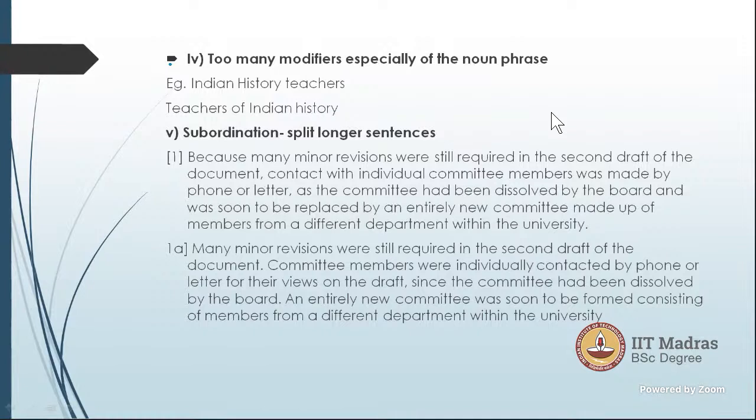Like you see in the revised part: many minor revisions were still required in the second draft of the document. Committee members were individually contacted by phone or letter for their views on the draft, since the committee had been dissolved by the board. That becomes one part. That idea goes together. Why were they contacted individually by phone or letter? Because it had been dissolved by the board, right? So that goes together. And then the last part: an entirely new committee was soon to be formed, consisting of members from a different department within the university.